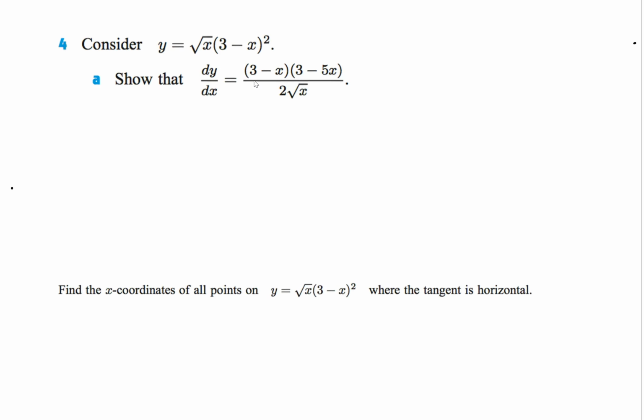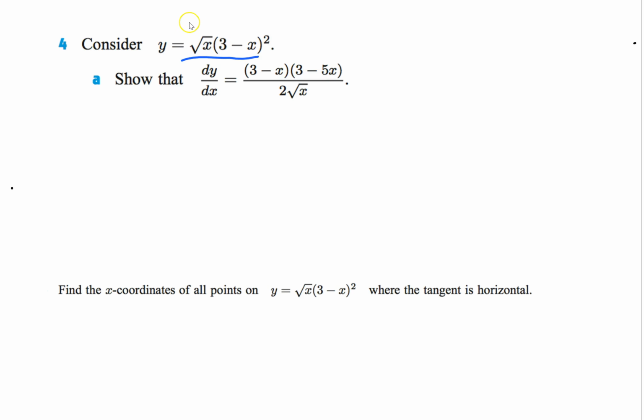Almost done here. Let's look at this one. I'm going to show you a classic show that. Remember I said you don't have to simplify unless they say show that. Sometimes it gets a little ugly, but here's an example of this. So they want to show that the derivative, that's what this means, equals this. So remember, you can't use that. You've got to get that as an answer.